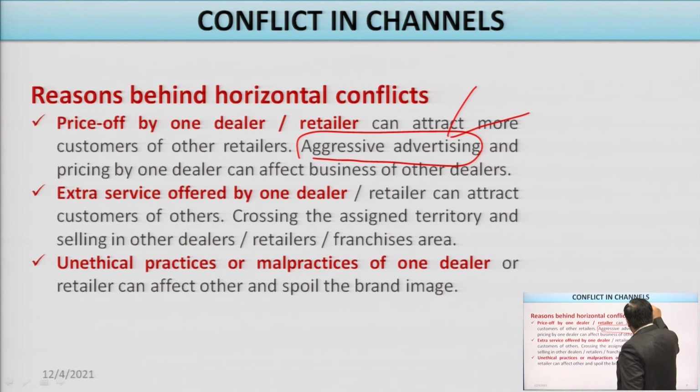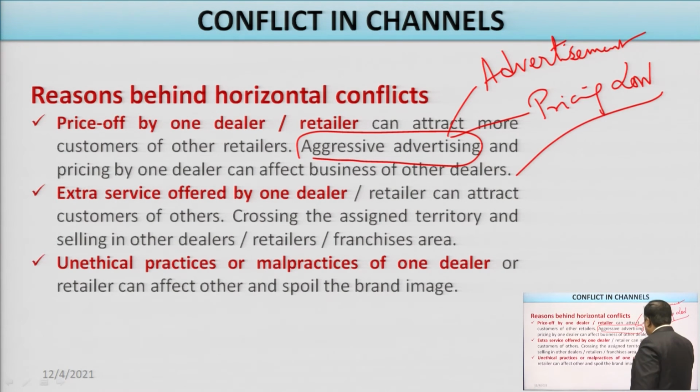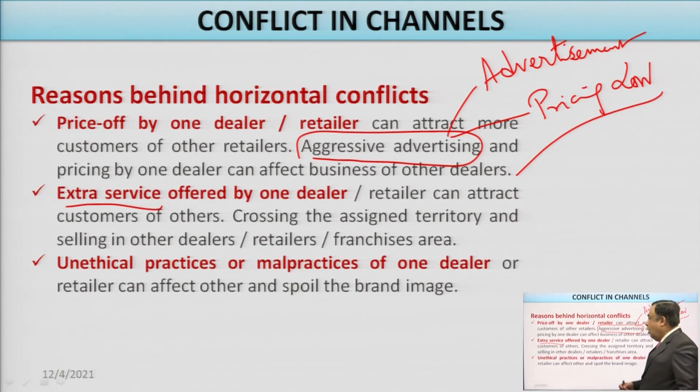So, there are two processes. One is advertisement, second one is low pricing. The third one is the extra service which is offered by one of the retailers, or extra service which is offered by one of the dealers. The moment a customer is getting an extra service at no cost, automatically he will shift.